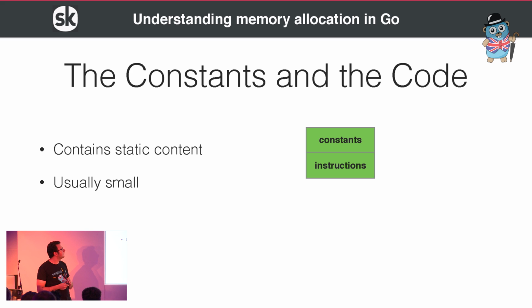So the first one, the constants and the code. Basically where the instructions live, where the constants and the global variables live. Not very exciting. It's all static content. It's usually small. It's determined at compile time. Not a lot exciting happening there. So it just sits in memory and gets accessed by the program to know what to do, basically.